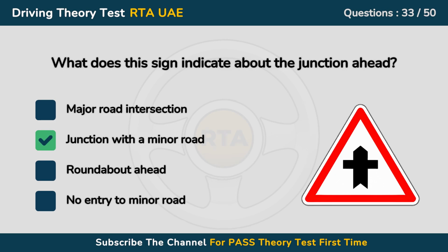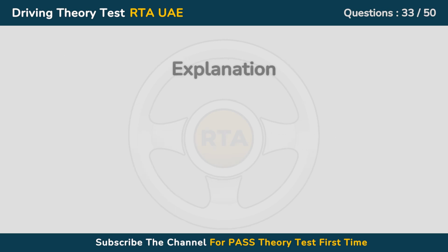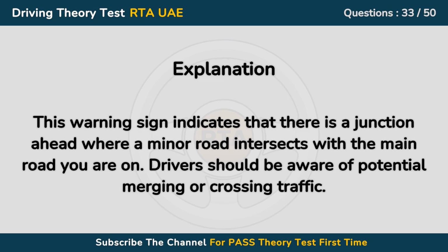Answer is B. Junction with a minor road. This warning sign indicates that there is a junction ahead where a minor road intersects with the main road you are on. Drivers should be aware of potential merging or crossing traffic.